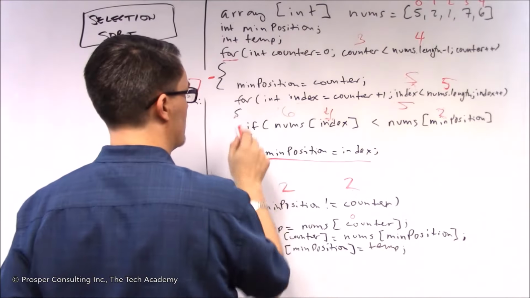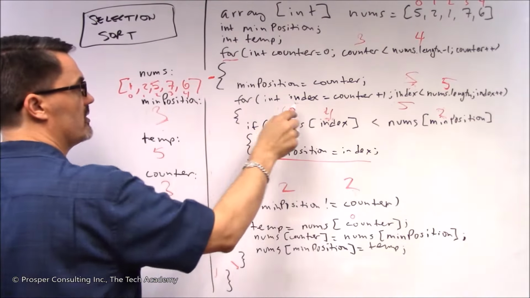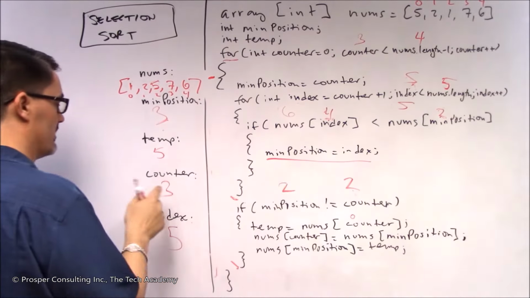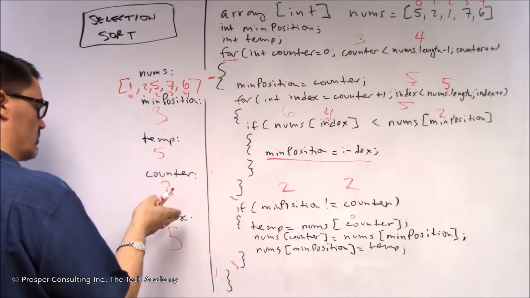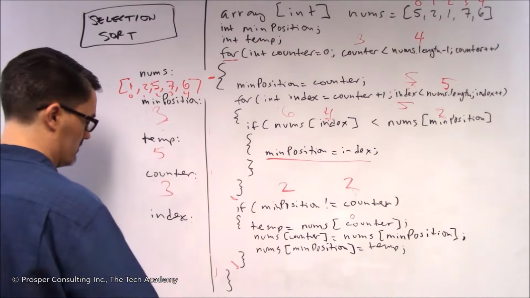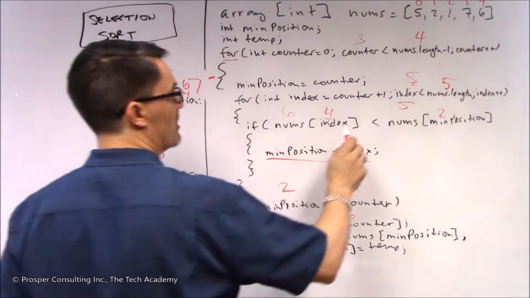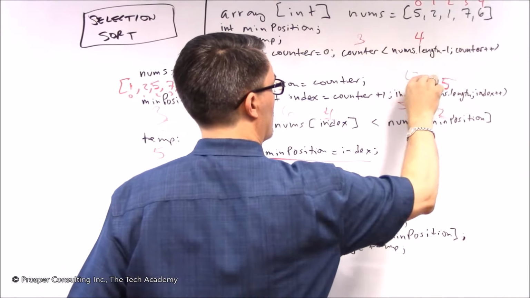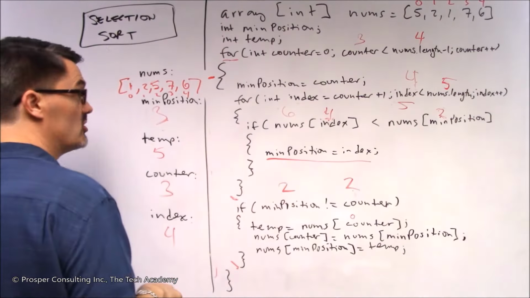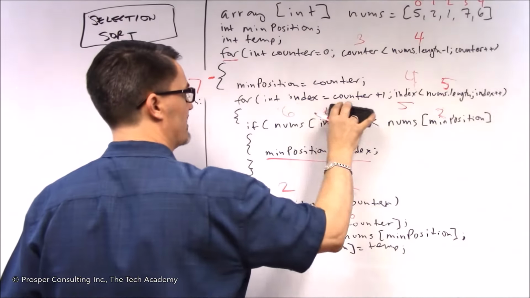Great. So here's the loop we're going to set up, this inner loop. Index is now equal to counter plus 1. Counter is 3, so plus 1 is 4. Index becomes 4. Okay, good. So is 4 less than 5? Yeah, so we can execute this loop again. We're going to check values inside this array.